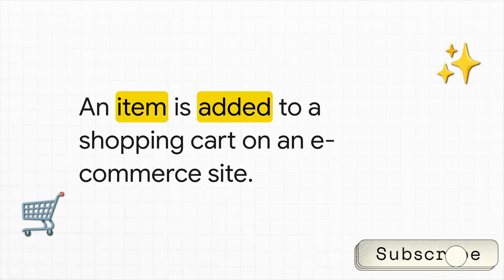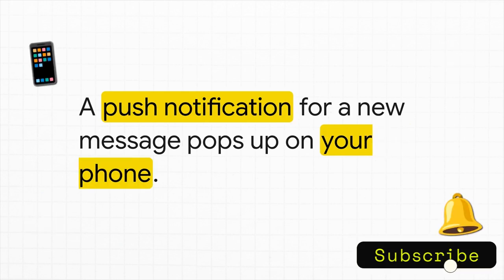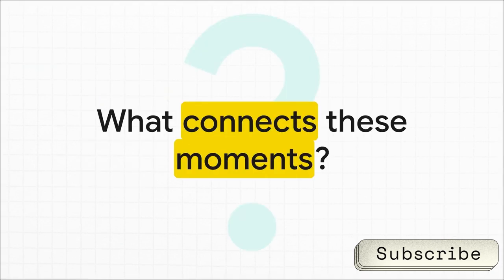Think about it for a second. An item gets added to your shopping cart. A stock price on your screen changes in a flash. And boom, a notification for a new message pops up on your phone. All of that happens in the blink of an eye. So what's the thread connecting all these completely different, instantaneous moments? The answer is a really powerful design pattern that has totally revolutionized how modern software is built.